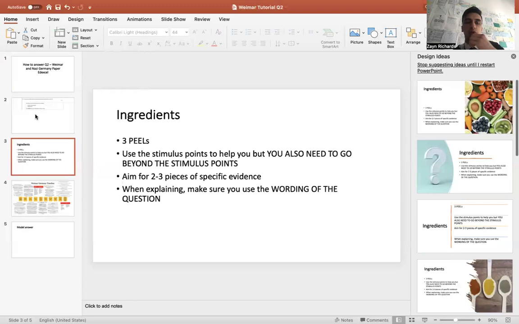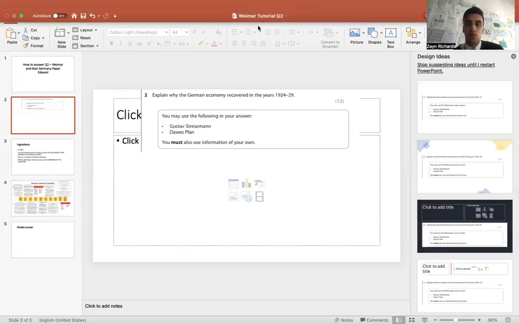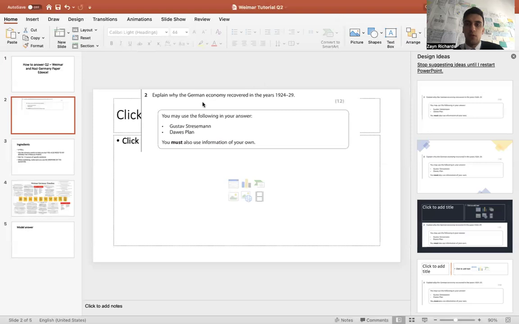In addition, for this question, when we are doing PEEL, so point, evidence, explain, link, for our evidence, we need to be ensuring we've got 2 to 3 pieces of really specific evidence included. And then when explaining, we need to be using the wording of the question. In this case, the wording of the question, I'll just highlight it for you now so you can see. And when I'm explaining, I need to be saying, this means the German economy recovered in this period because, okay, or in the years 1924 to 29 because. If I don't, I'm not answering the question, okay?